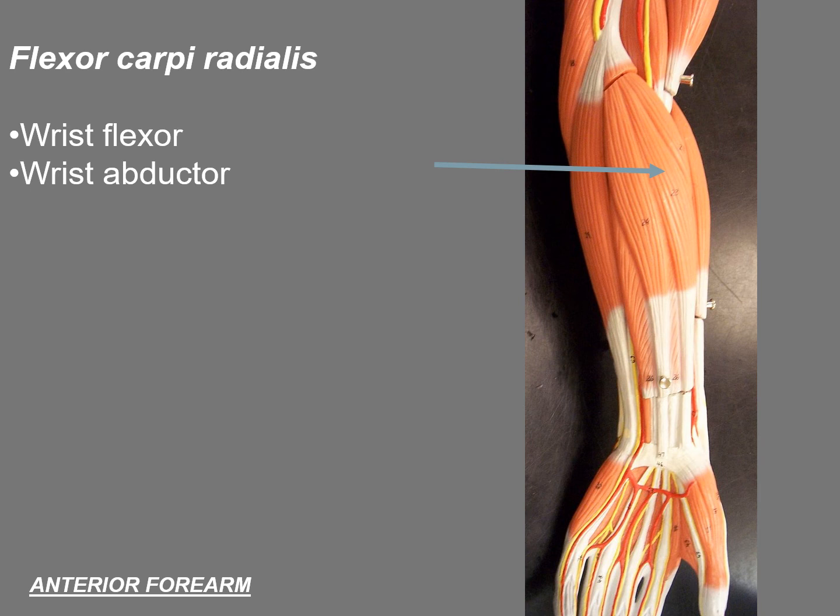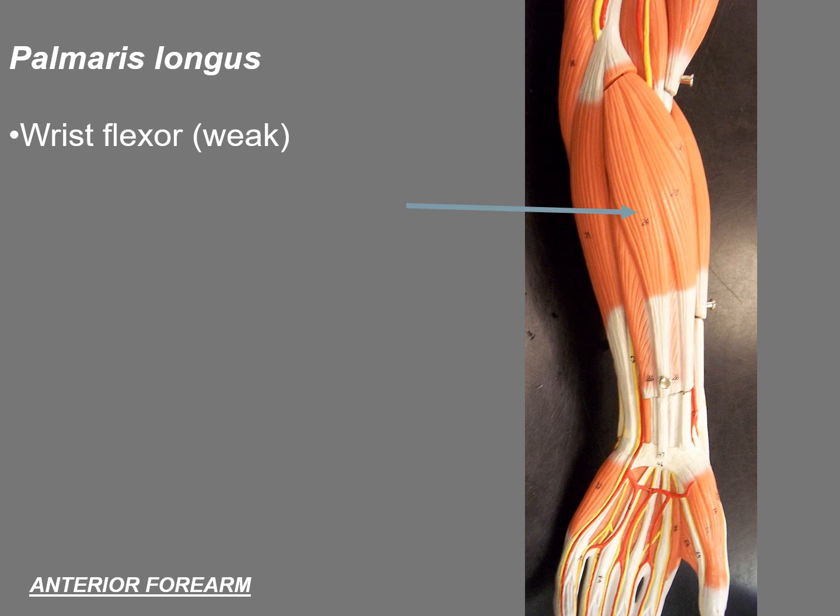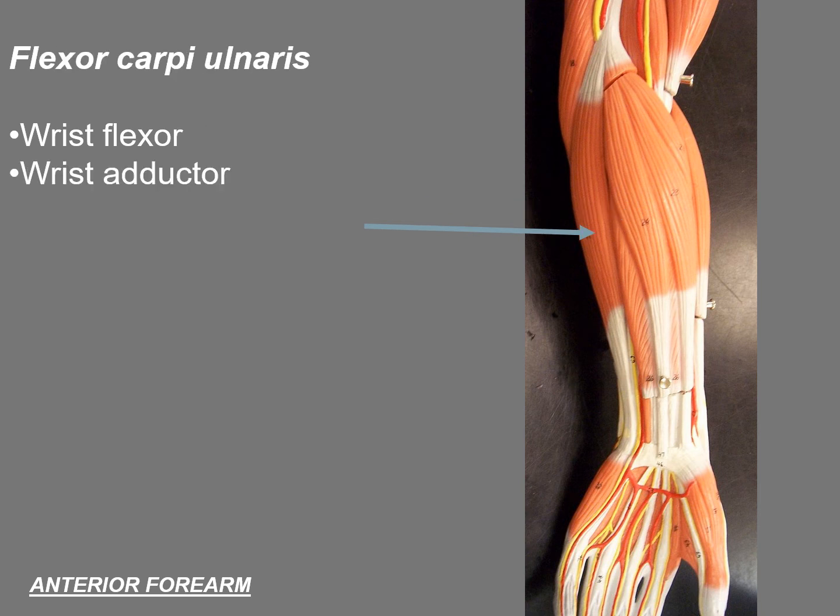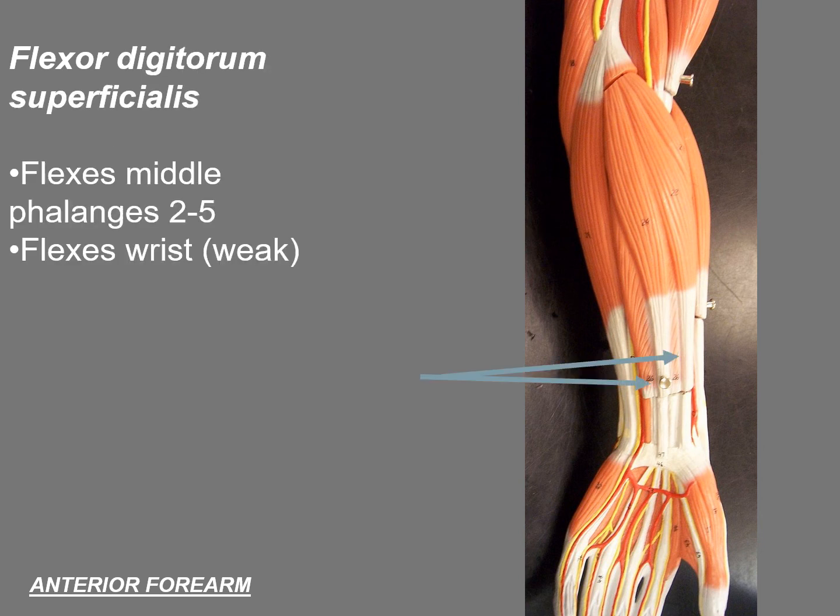The flexor carpi radialis, where are the carpals? That's the wrist. So you know that this is going to be involved with the wrist. Helps with flexion and abduction of the wrist. Radialis is going to help you with the location of it. Palmaris longus is also a weak wrist flexor. All of these are on the anterior side of the forearm. Flexor carpi ulnaris, once again, is going to be involving movements of the wrist. It's dealing with flexion and adduction.